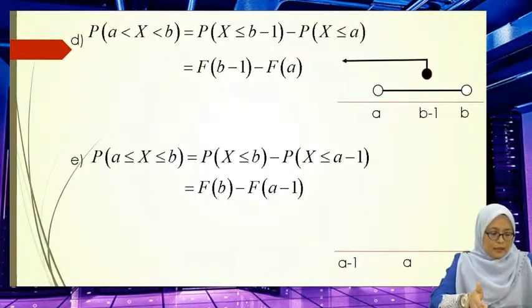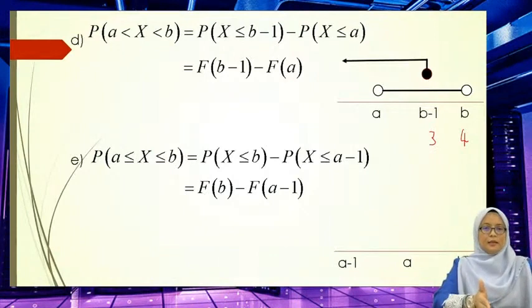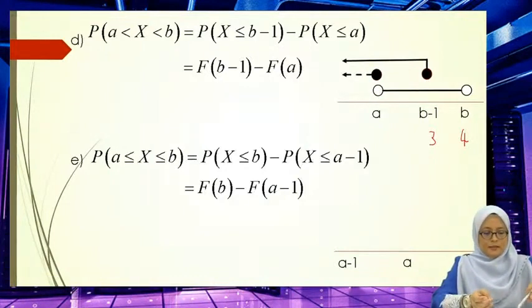So kalau B ni 4, so maksudnya sini 3 lah. So kita akan ambil nilai yang termasuk dalam kita punya number line sebelah kanan. So then sebelah kiri kita akan tolak dengan nilai yang tidak termasuk dalam kita punya number line. So kita akan buang A sebab A ni bulat kosong. So dia tak termasuk dalam number line kita. So kita akan buang A. So kita akan dapat formula B minus 1, F besar B minus 1 tolak F besar A.